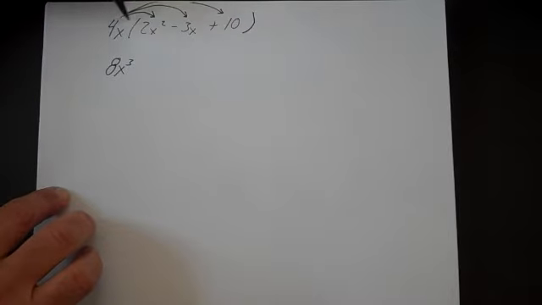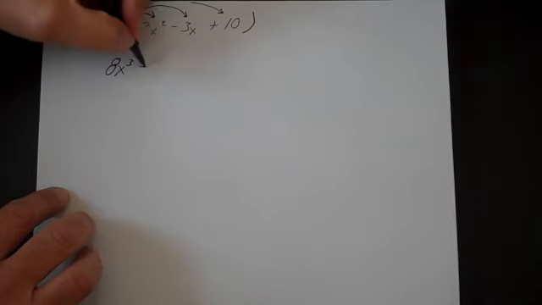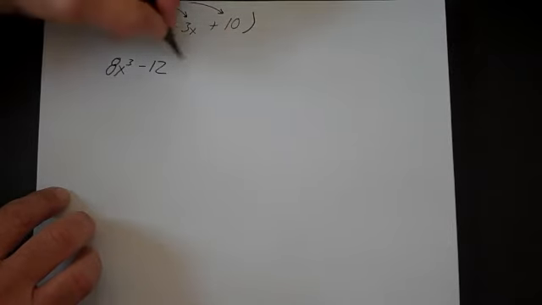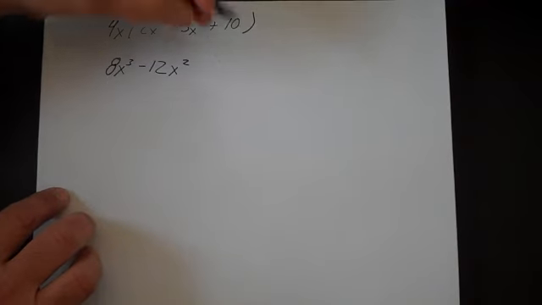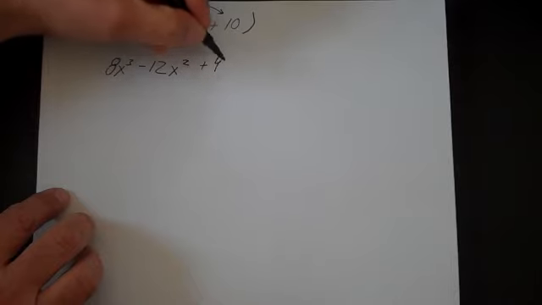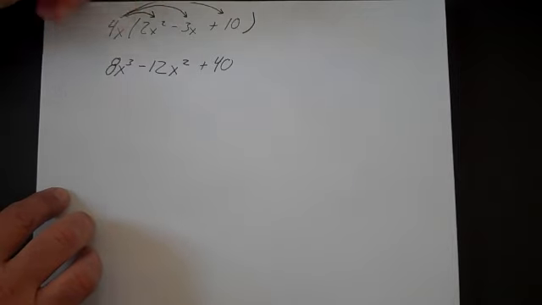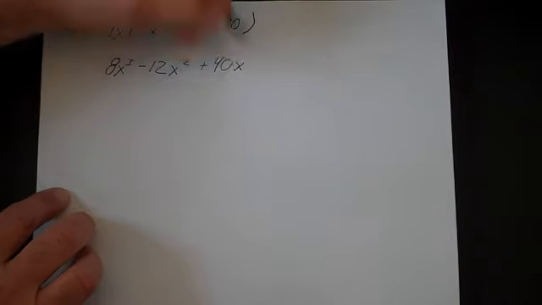Then we multiply 4x times a negative 3x. Well, 4 times a negative 3 would be negative 12. X times x will be x squared. And then we have 4x times 10. 4 times 10 is 40. And there's an x here, so there's an x there.